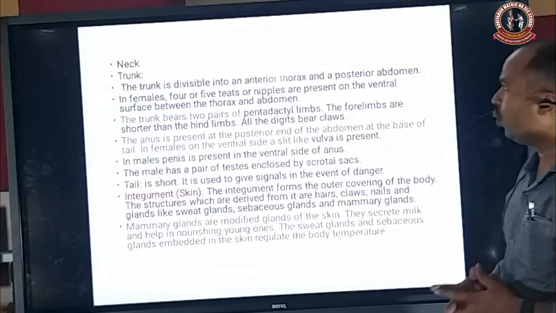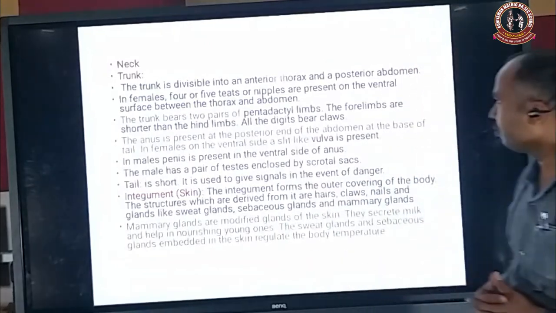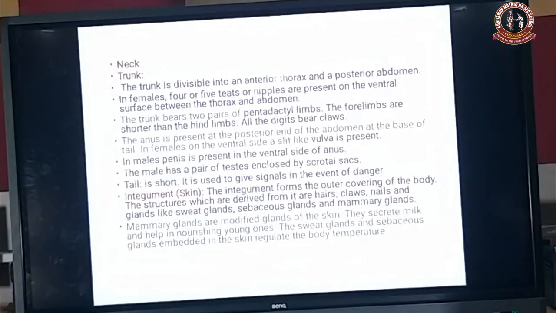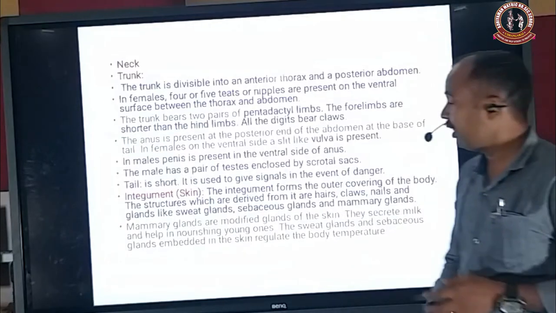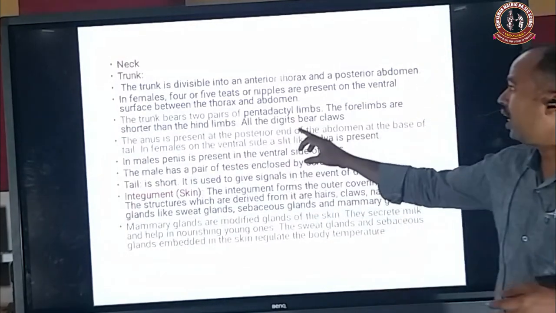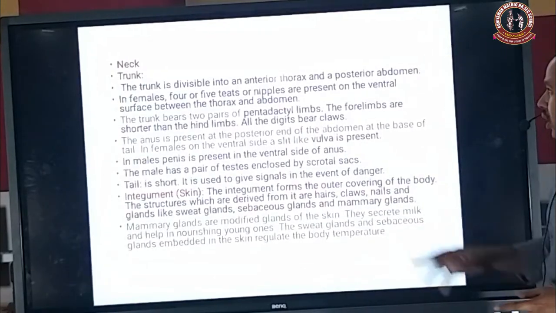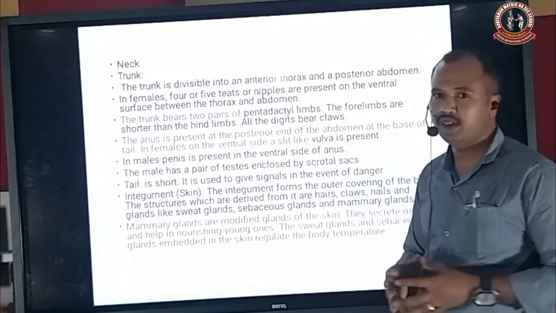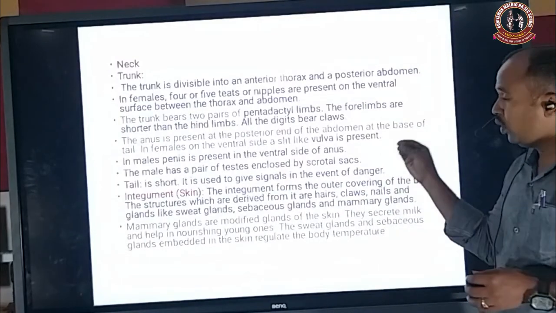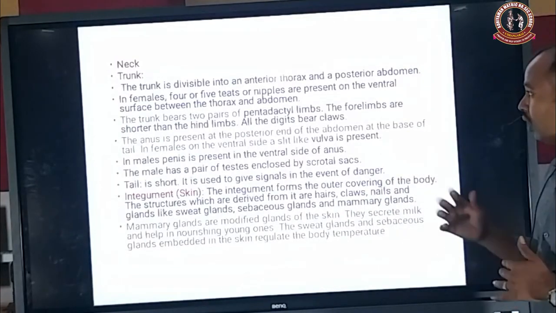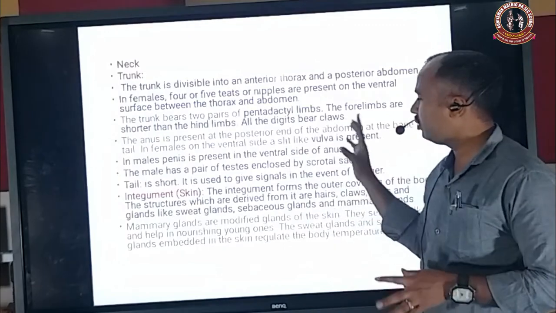Okay. In females, 4 or 5 teats or nipples are present on the ventral surface between the thorax and the abdomen region. They are mainly teats after the leg bearing ones, the feeding bearing ones. Okay. And then the trunk bears 2 pairs of pentadactyl limbs. They have pentadactyl limbs. The forelimbs are shorter than the hind limbs. Okay, this is very useful for easy jumping and fast running. And all the digits bear claws.